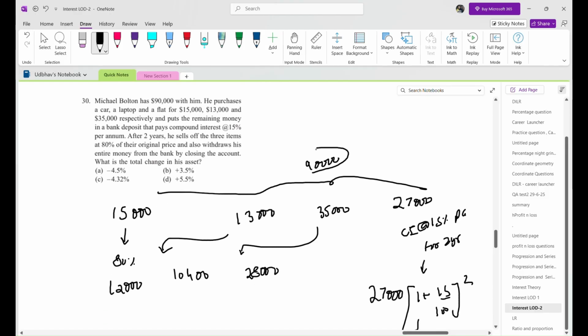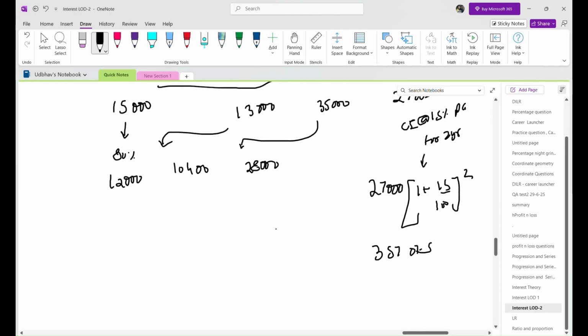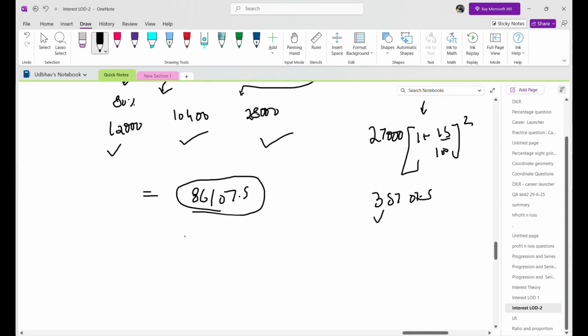So, what is the total change in his asset? His asset was 90,000 earlier, and now what is his asset? This plus this plus this plus this, which is nothing but 12,000 plus 10,400 plus 28,000 plus 35,707.5. It is now 86,107.5. So it has reduced from 90,000 to 86,000.